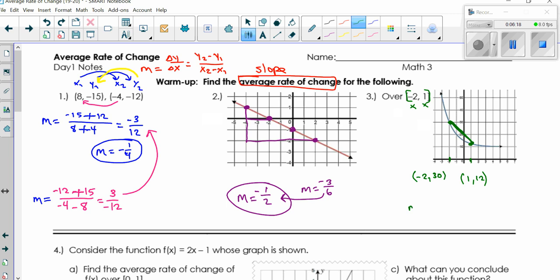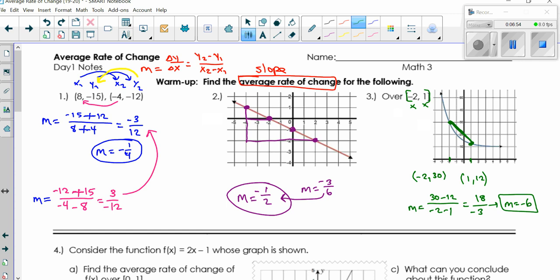Okay, so I would say m equals, I know that I'm going to end up with a negative because my line is going down from left to right. So I'm going to go 30 minus 12, so I'm subtracting my y's, subtract my x's. 30 minus 12 is 18. -2 minus 1 is -3. So this means that m equals -6. You can say -6 over 1 if you want. Notice that the formula always takes care of the negative for me. When I count it like this, I just need to be careful that I recognize the negative.